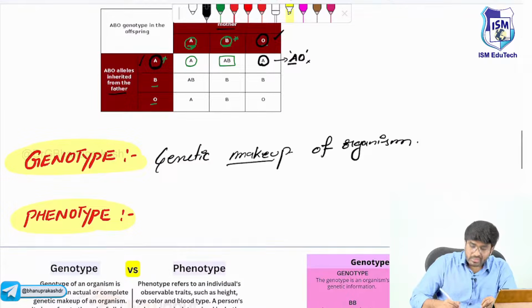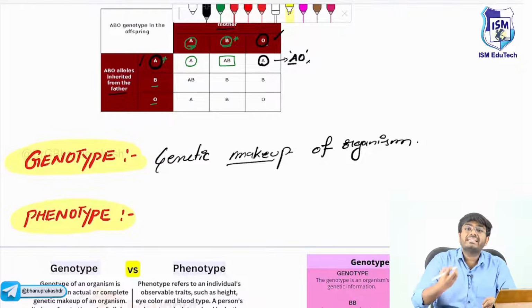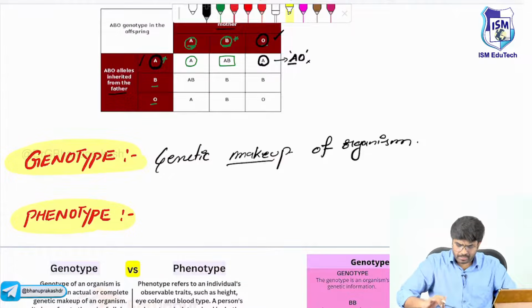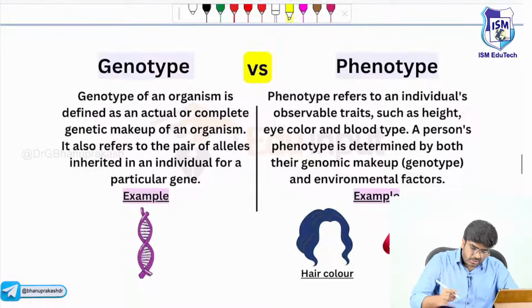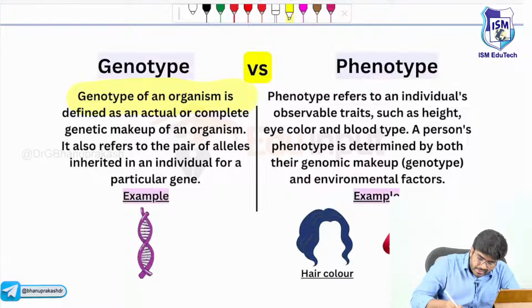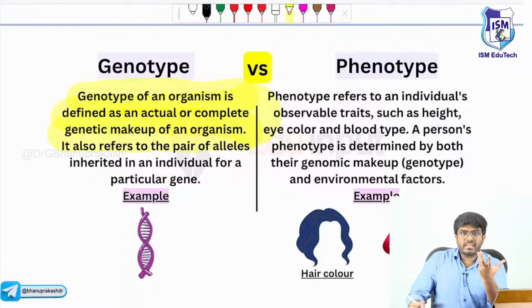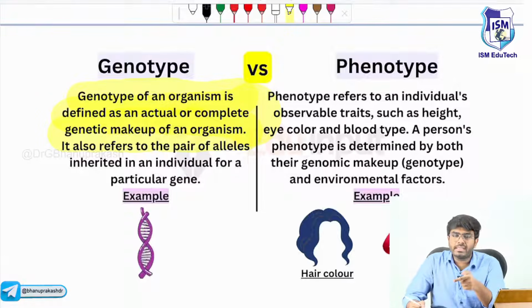Now, what is a phenotype? Phenotype is what you can see, what is getting expressed. How are the genes, is the genotype. What is the composition of the genes? Genotype of an organism is defined as the actual complete genetic makeup of an organism. It refers to the pair of alleles, whether it is capital T, small t, or one capital T, one small t, whether they are homozygous or heterozygous. If you are talking at the level of alleles, then it is called a genotype.